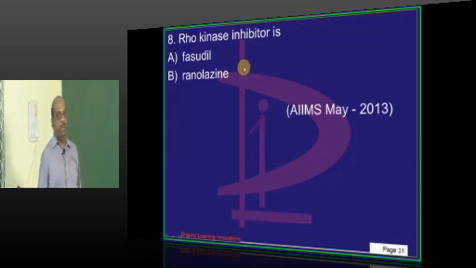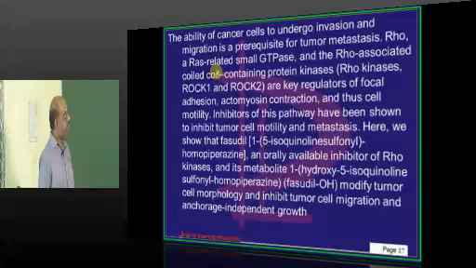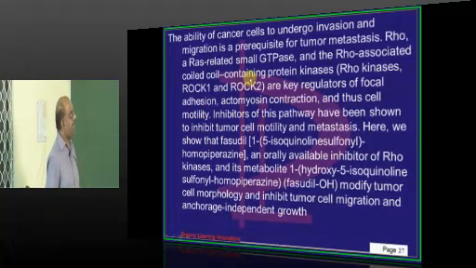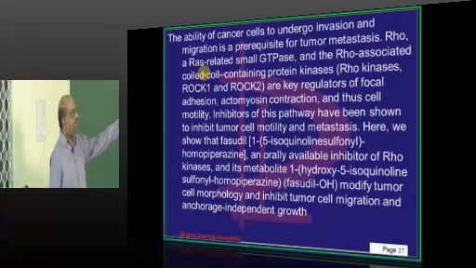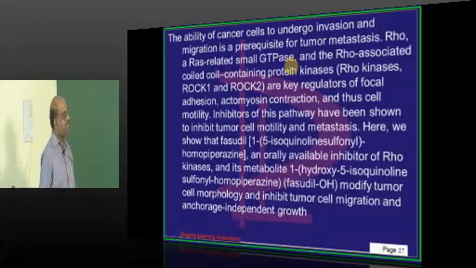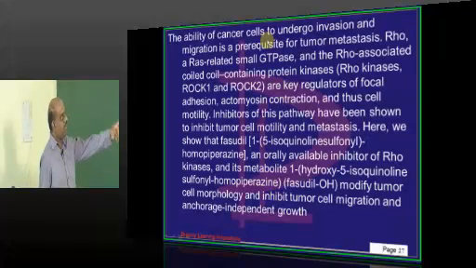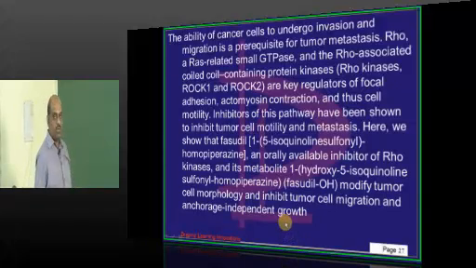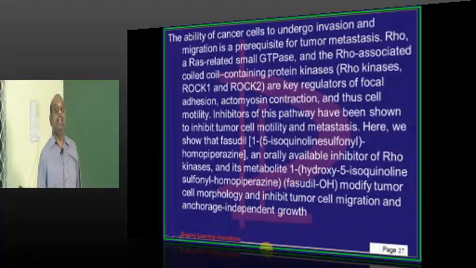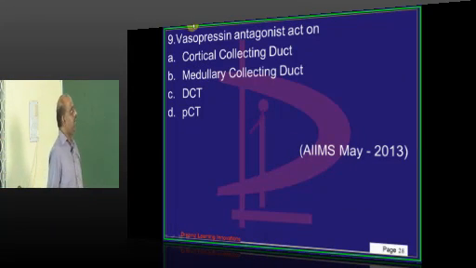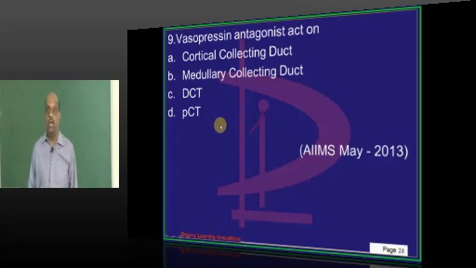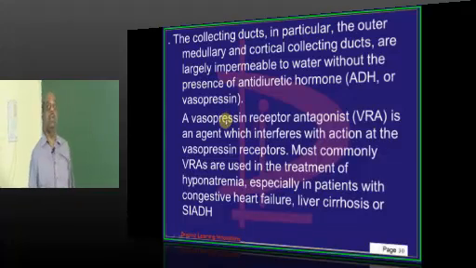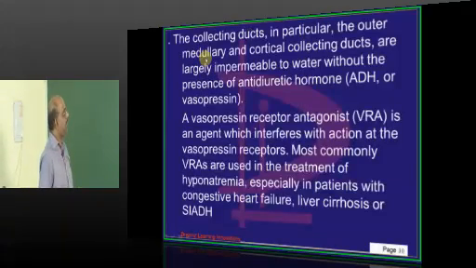So, Rho kinase inhibitor is what? Phosphodil. What is phosphodil? Basically, whenever a tumor has to metastasize to any other organ, it needs to act on the RAS related GTPases. So phosphodil is one such which will act on these Rho kinases fundamentally to prevent the metastatic potential of the tumor. Vasopressin fundamentally acts on the cortical collecting duct or outer medullary collecting duct, whichever it is, right?